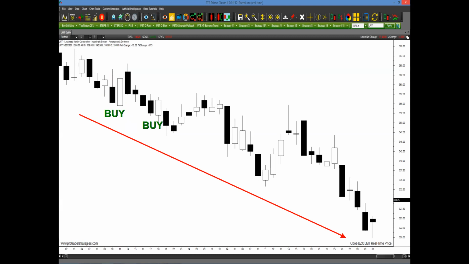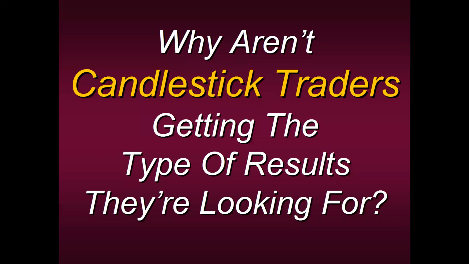So this is where I get the emails from prospective students or new students, and they say, well, Steve, why aren't candlestick traders getting the type of results they're looking for? Or more unfortunately, what they were promised. Well, in today's presentation, I'm going to share with you two high probability edges that will increase your odds for consistency, and hopefully you'll be able to get the type of results that you have been looking for.